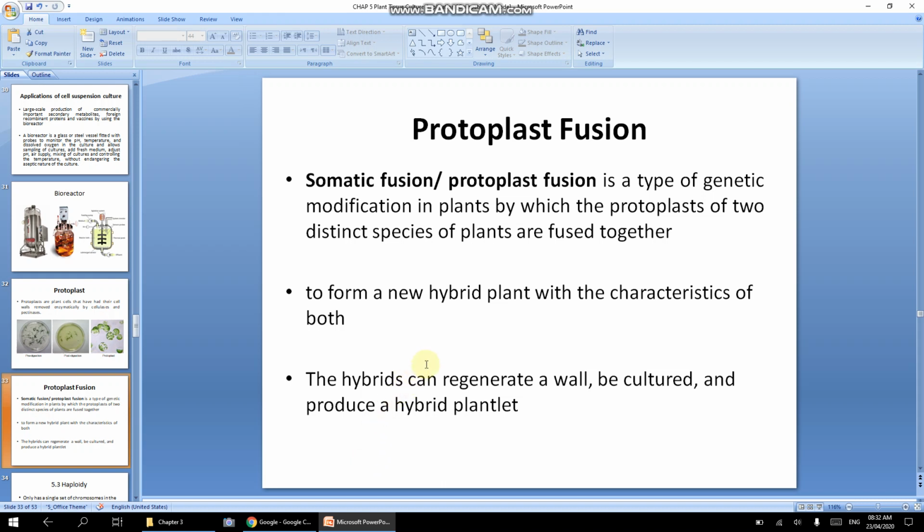So basically, this will produce a new hybrid plant with the characteristics of both, because you are fusing two nuclei together, and the hybrids can regenerate a wall, be cultured, and produce a hybrid plantlet.